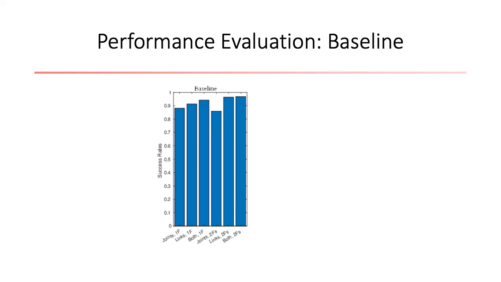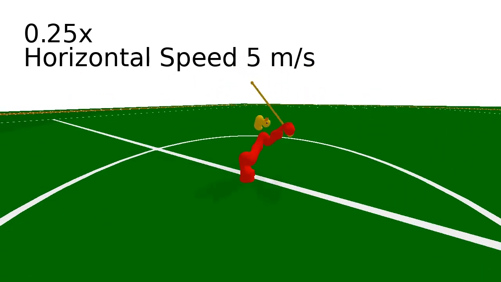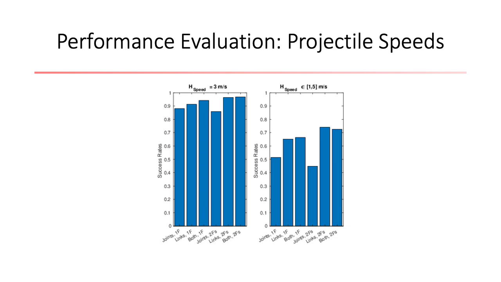We will now examine how each observation type handles untrained-for dynamics and noise. Each bar shows results for a different robot observation and frame count combination. The height of the bars denote success rate. In training, all projectiles had a fixed horizontal speed of 3 meters per second. Here we compare against the case where the projectile's horizontal speed is chosen uniformly at random in the range of 1 to 5 meters per second every episode. Performance is lowered for all observation types when exposed to these untrained-for dynamics, however some do better than others.